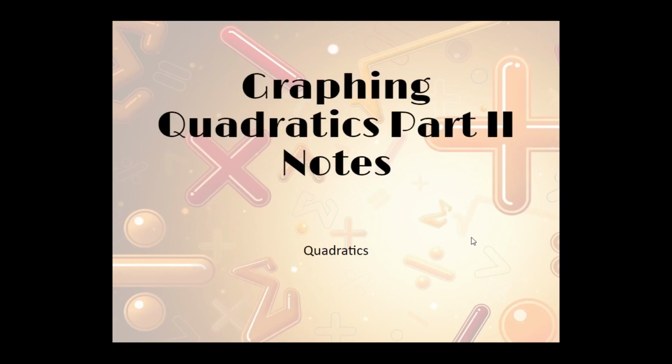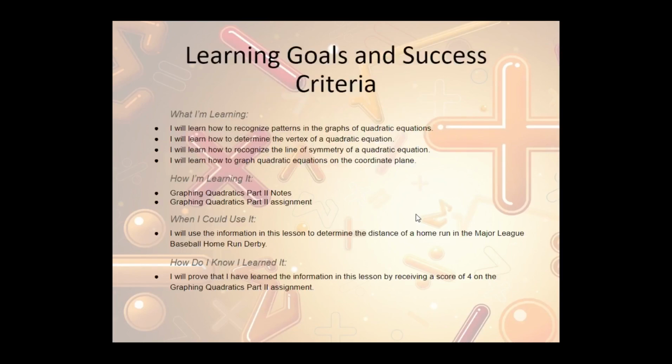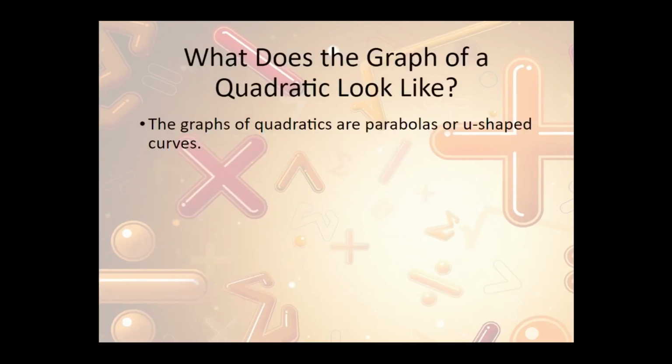Let's take a look now at the Graphing Quadratics Part 2 notes. The notes begin with the learning goals and success criteria. Now, what does the graph of a quadratic look like? The graphs of quadratics are parabolas or U-shaped curves. They look like this. So it forms this perfect U-shape and goes down and then comes back up. And it could also go the other direction. It could start by going up and then return down.